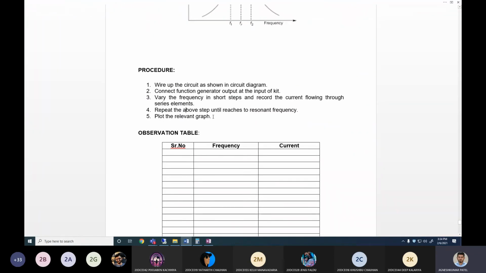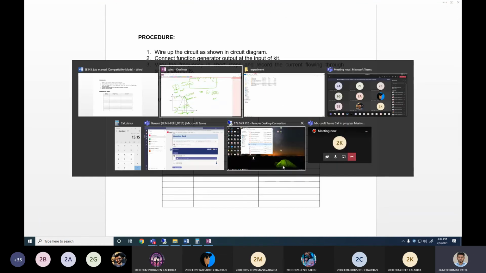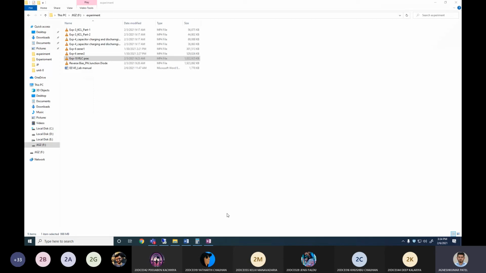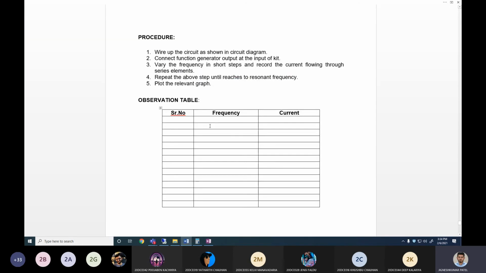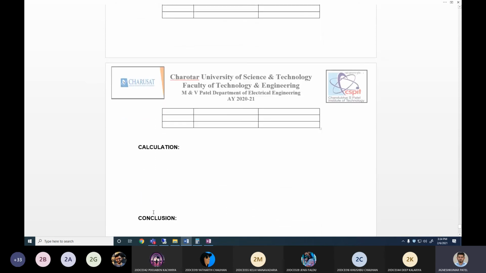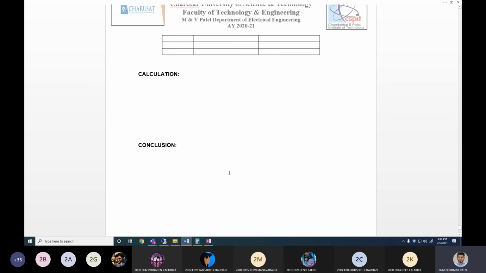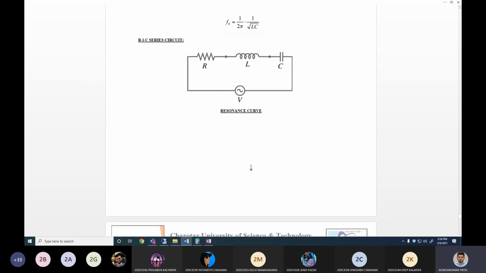This is the procedure that we have already seen in the practical, and you have to put these values over here. But just keep that in mind. Rather than that, I'll share the readings of this experiment from my side as well, so you don't take the wrong readings. You have to calculate the resonance frequency and put the calculations over here, and then you have to write the conclusion. That's all about this practical.